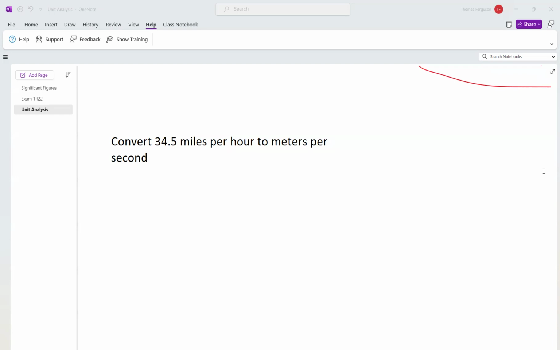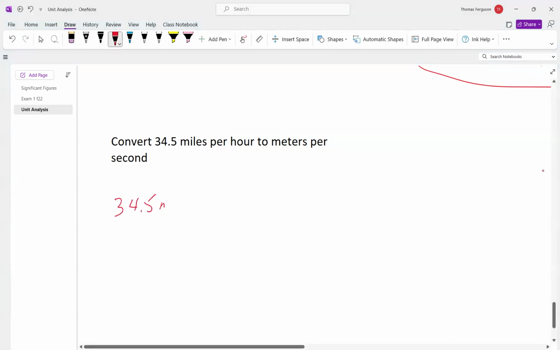The given is going to be 34.5 miles per second, or excuse me, per hour. Now, whenever you see the PER, think fraction. So that's the given. What you're trying to calculate is going to be meters per second.